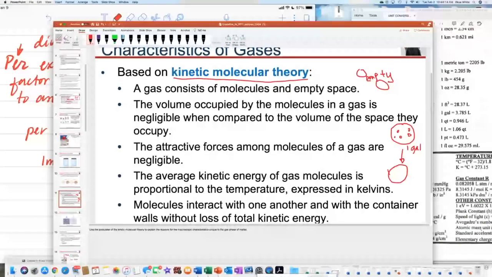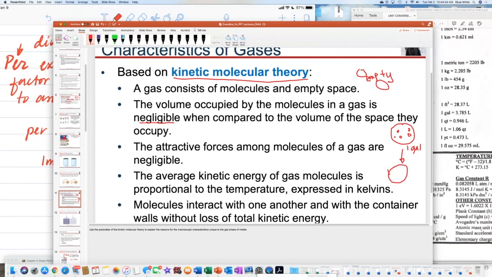So the volume occupied by the actual gas molecules in the gas is negligible. It's almost like they don't occupy any space when compared to the volume of the space they occupy. The actual size is very small compared to the space they spread out to. Now, if you let gas molecules go, they will spread out to all the available space. They will go to all the available little spaces in the container.